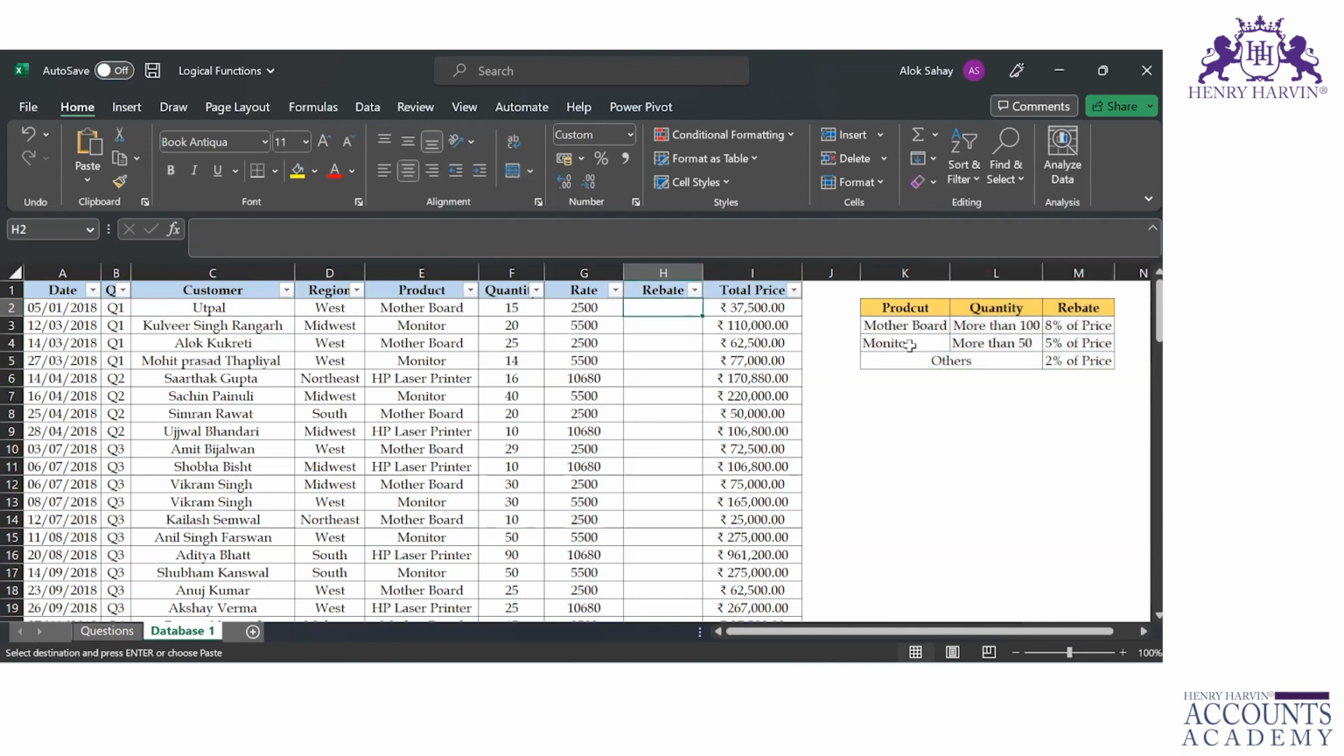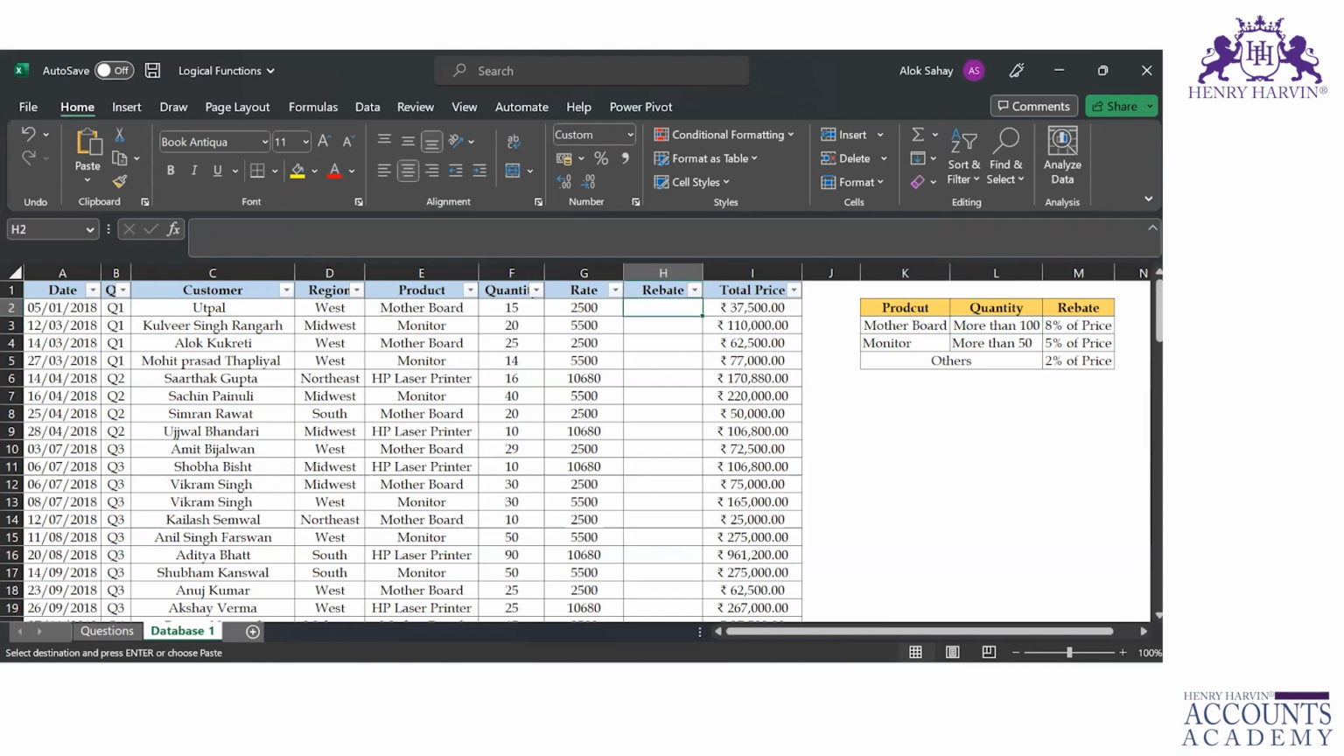Coming to the first condition, there are 2 conditions. The first one is motherboard, the second one is quantity more than 100. You need to implement both the options, which means it should be motherboard and the quantity should be more than 100, right? So for implementing this formula, first you need to select if, and along with that you need to implement and, because there are 2 options and both need to be satisfied, only then are they going to provide 8% of the price.